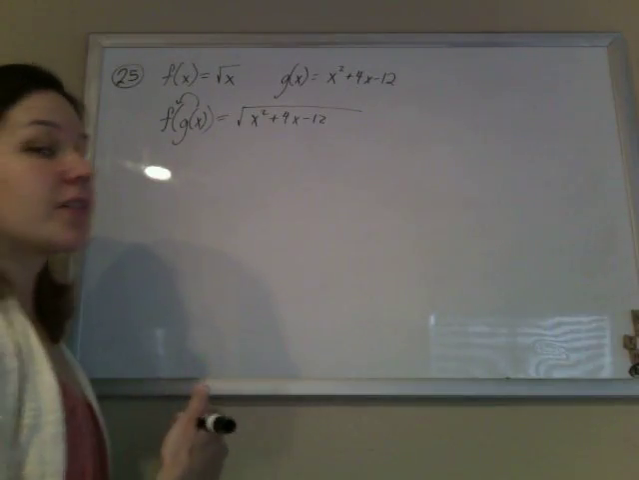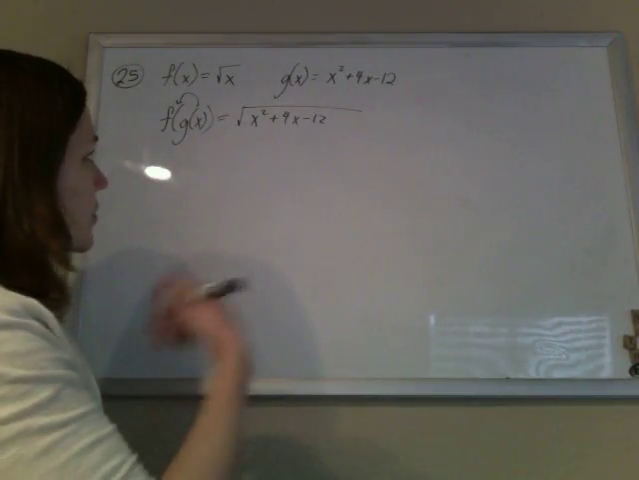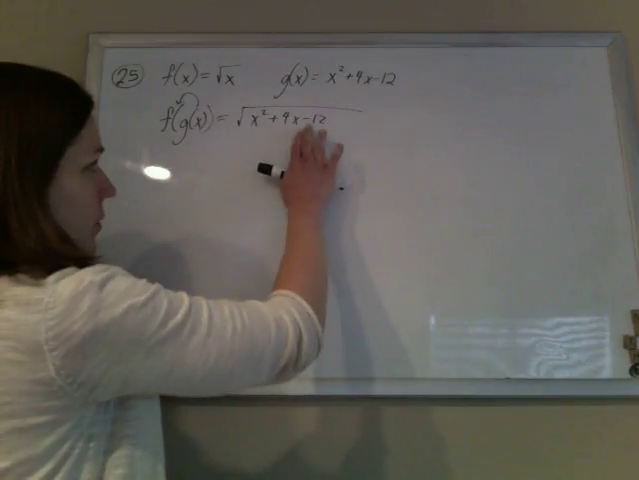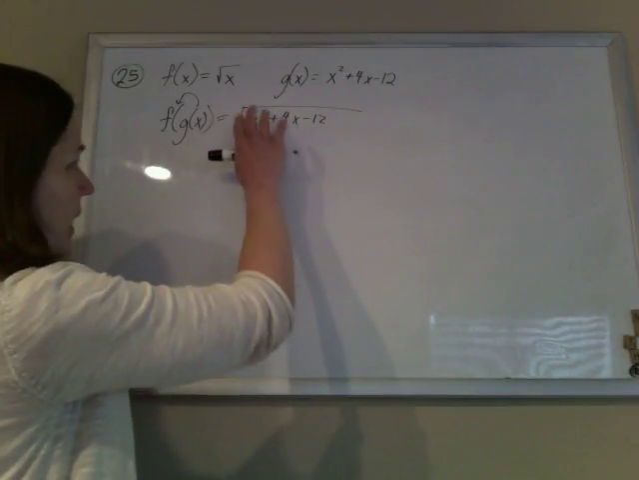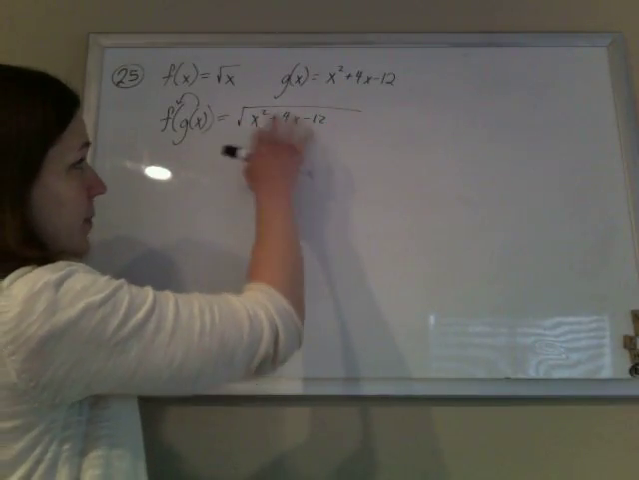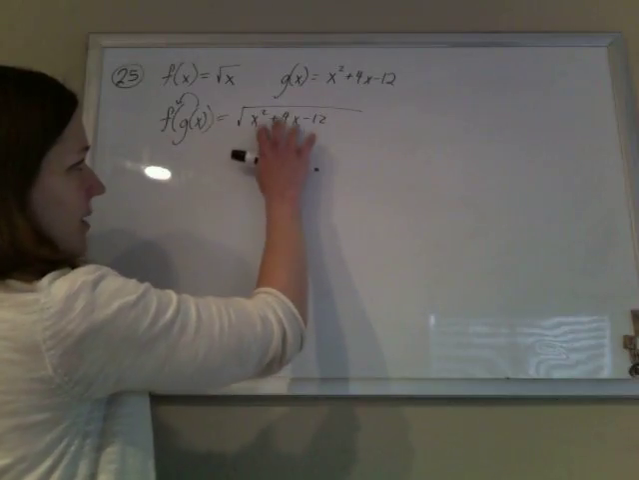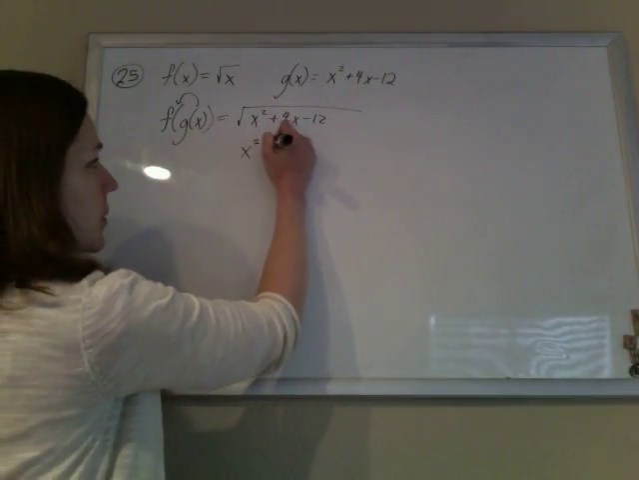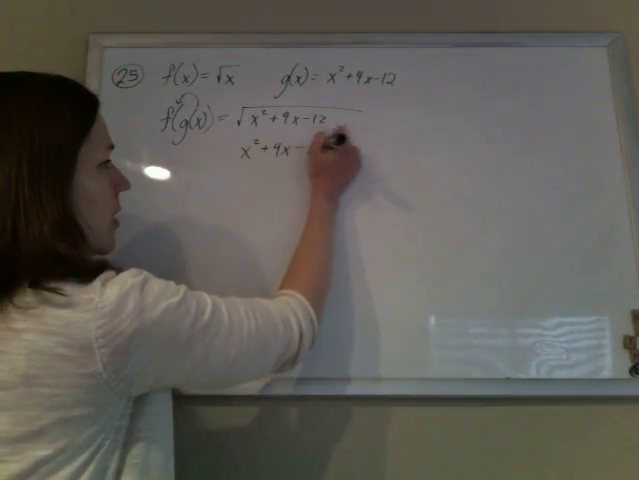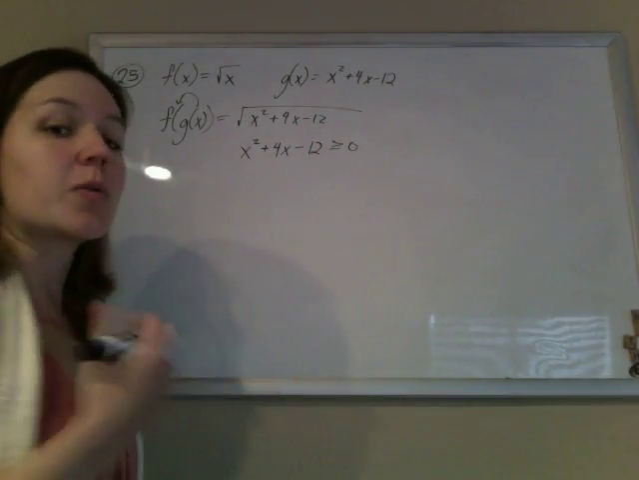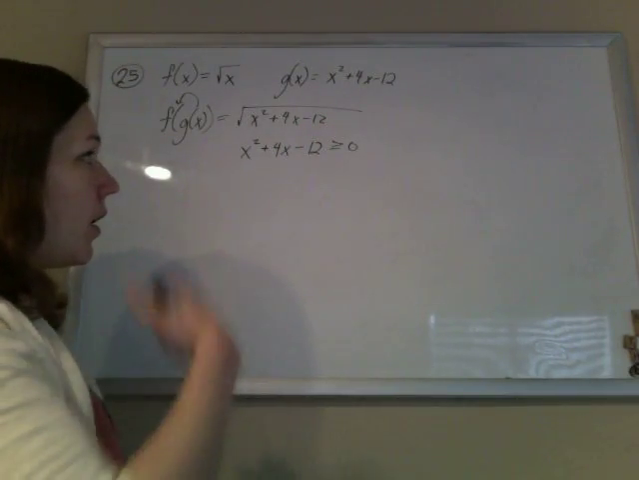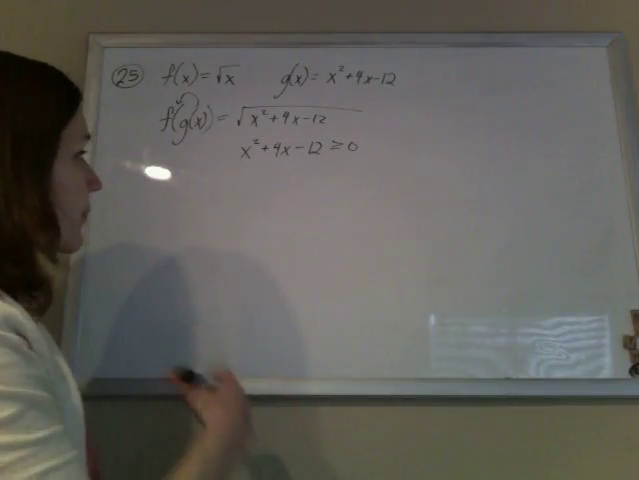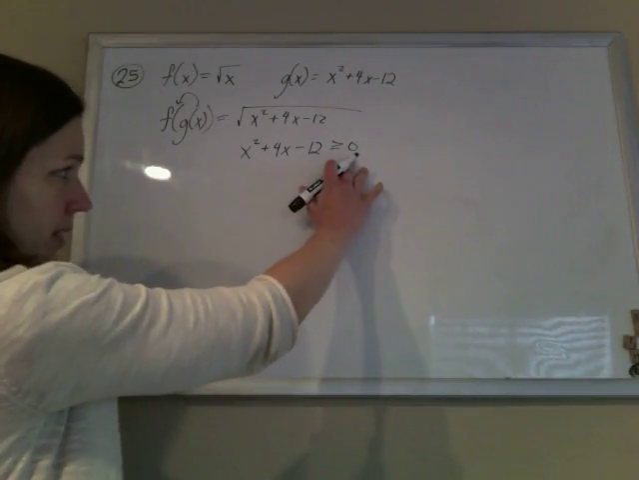Now they want us to find the domain of this. And so the domain is describing all the values of x we're allowed to plug in. And you can plug in whatever you want, except you need to make sure that the inside of this square root is positive. So you need to make sure that x squared plus 4x minus 12 is greater than or equal to 0, because we're only allowed to take the square roots of things that are greater than or equal to 0. So now we're left with this thing.